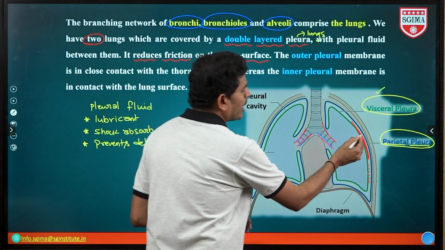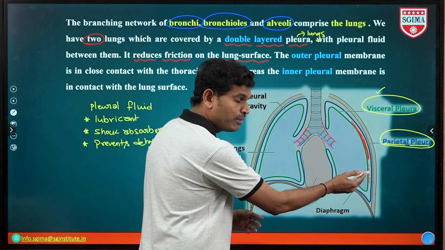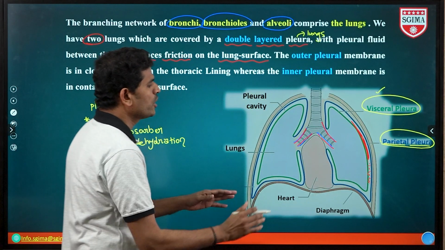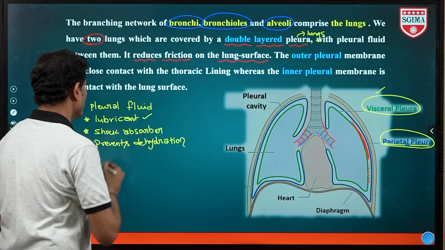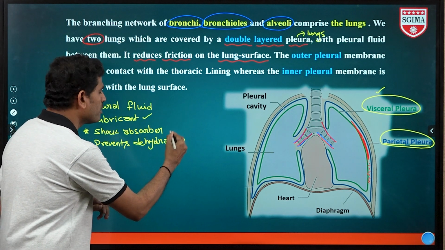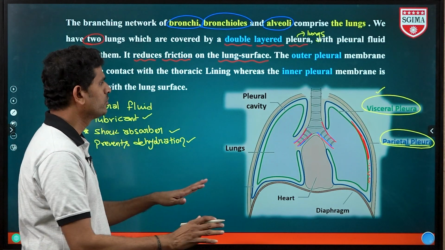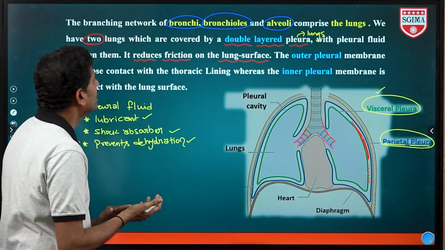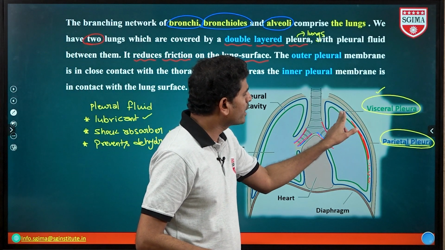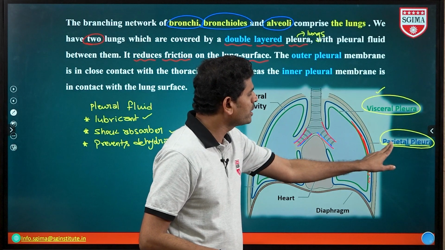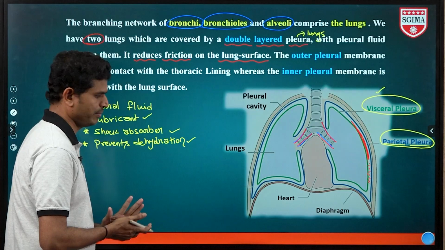उसका बीच में जो गैप है उसको बोलते pleural cavity and it is filled by the pleural fluid. ये pleural fluid का function क्या है? It acts like a lubricant and acts like a shock absorber and prevents the desiccation or dehydration. This is one point we have to remember. And another point is this visceral pleura becomes like a part of lungs, and parietal pleura lines the thoracic cavity. These 2 points we have to remember here.